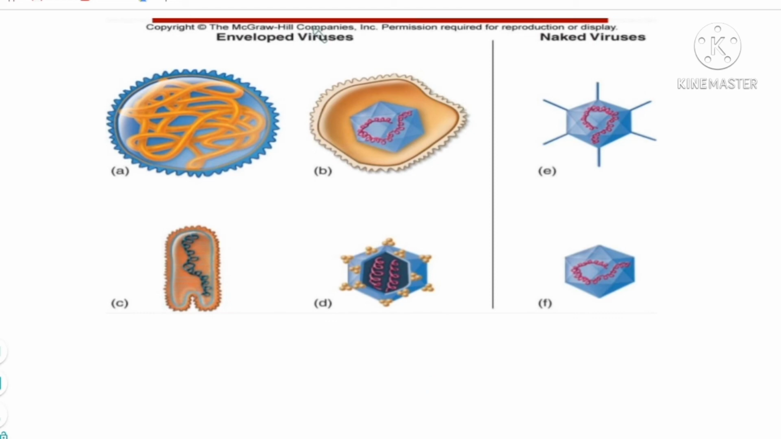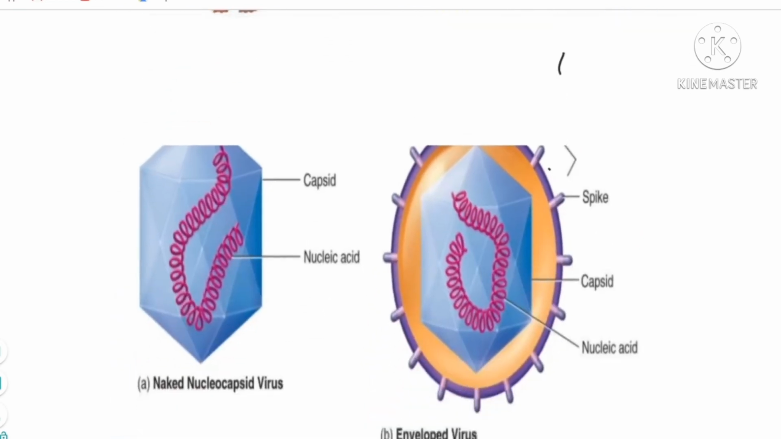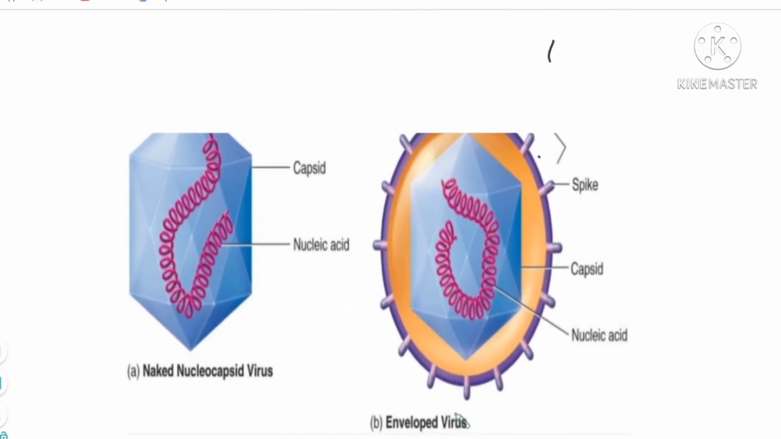Here is a picture, you can simply see here. This is an enveloped virus. This is also enveloped. This is enveloped. This is the envelope here, and these are naked viruses, meaning they don't contain any envelope. In this picture, you can also see the envelope here. This is the capsid. This is the nucleic acid here, and these are spikes, and this is the envelope. Here is also capsid and nucleic acid, but it's naked. The envelope is not present in it.